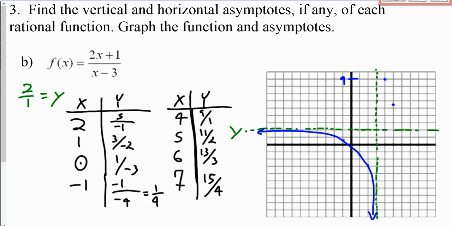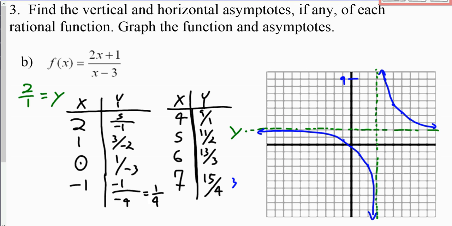So I have that point. At 6, I'm at about 4 1/3. At 7, I'm at 3 3/4. And I can see that as I go further and further out, I'm going to get closer and closer to that 2.